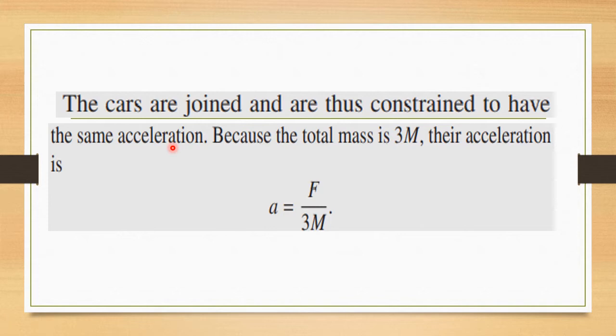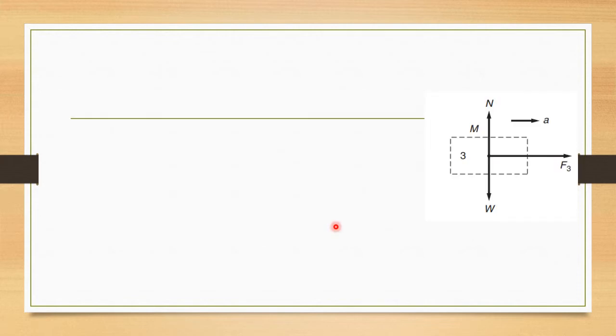So each has the same acceleration a, and because each has a mass m, the total mass is m plus m plus m, that is 3m. Therefore their acceleration a is equal to F by 3m. F is the force with which the locomotive pulls the train, and 3m is the total mass. So the acceleration, which is the same for all the compartments, a is equal to F by 3m.